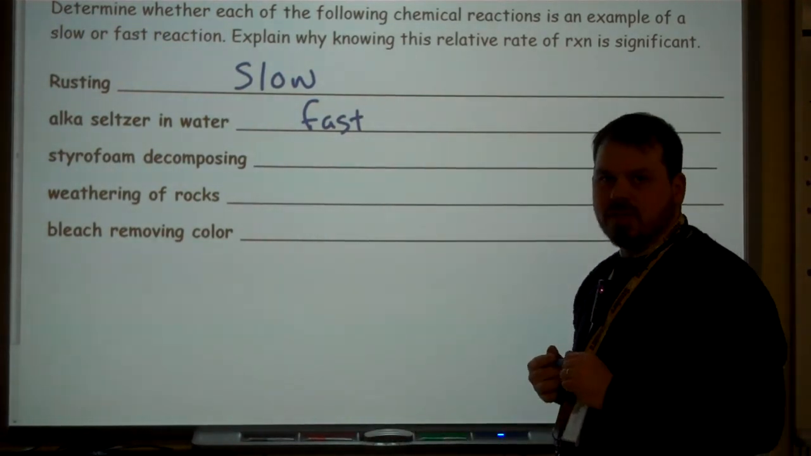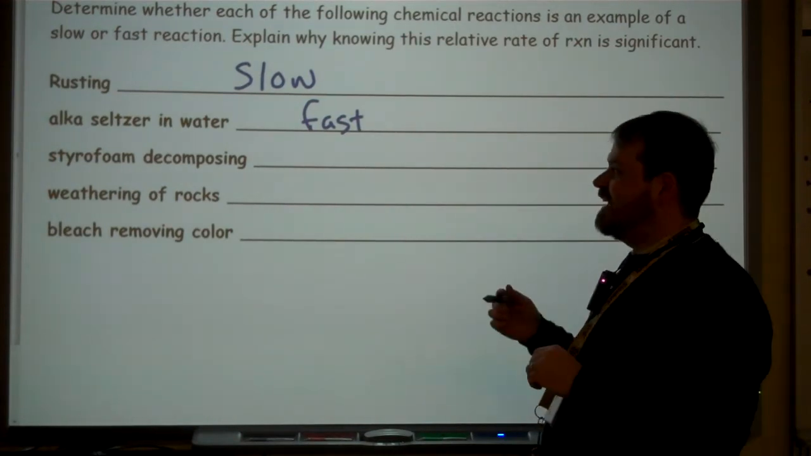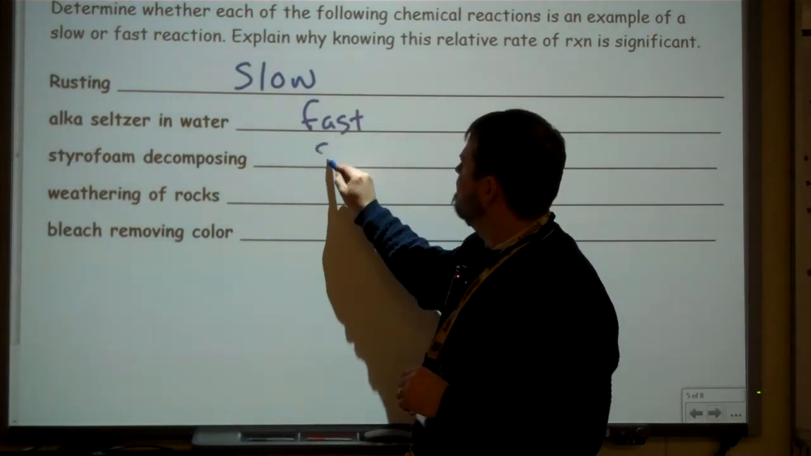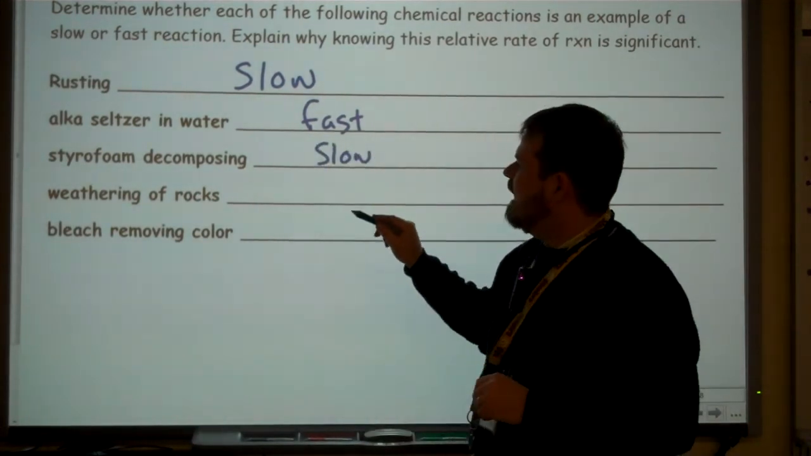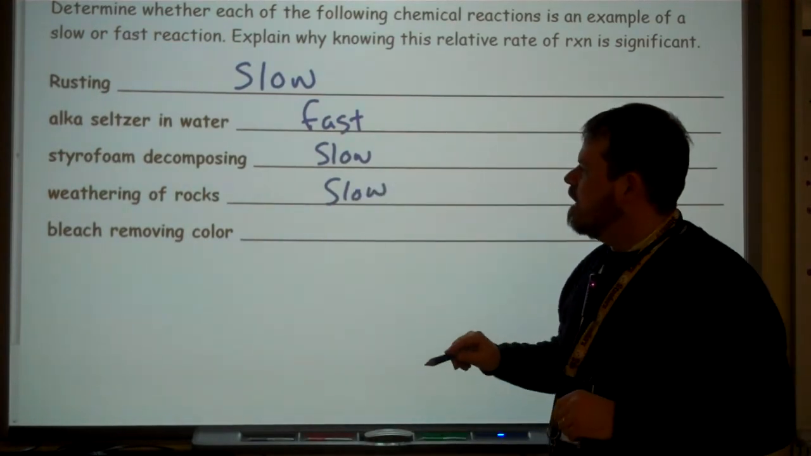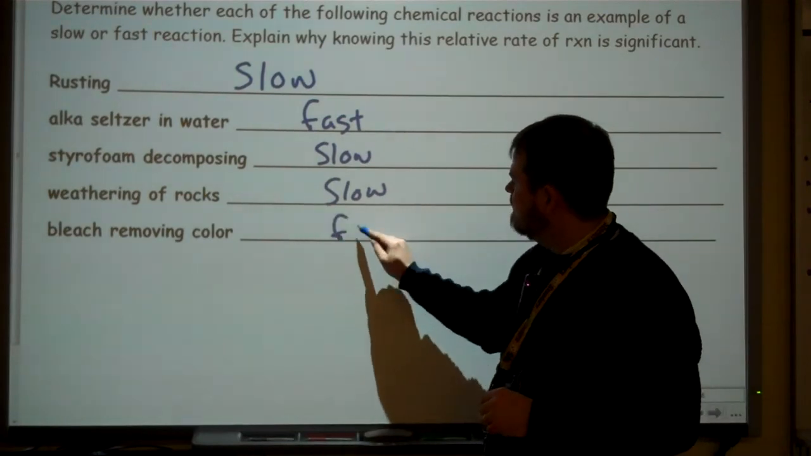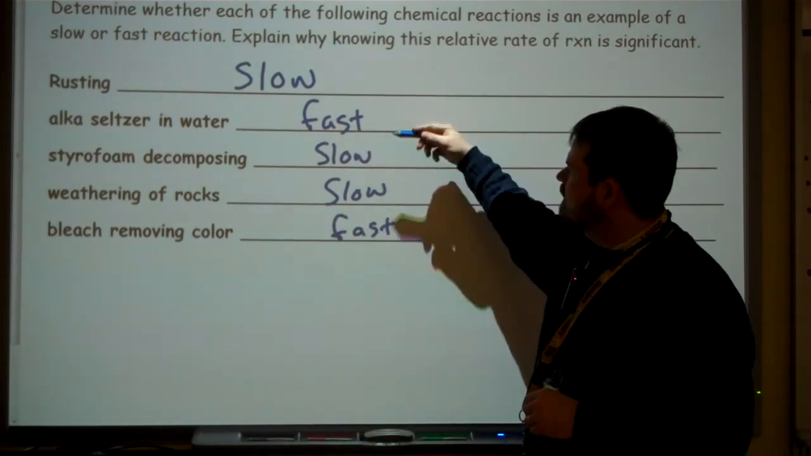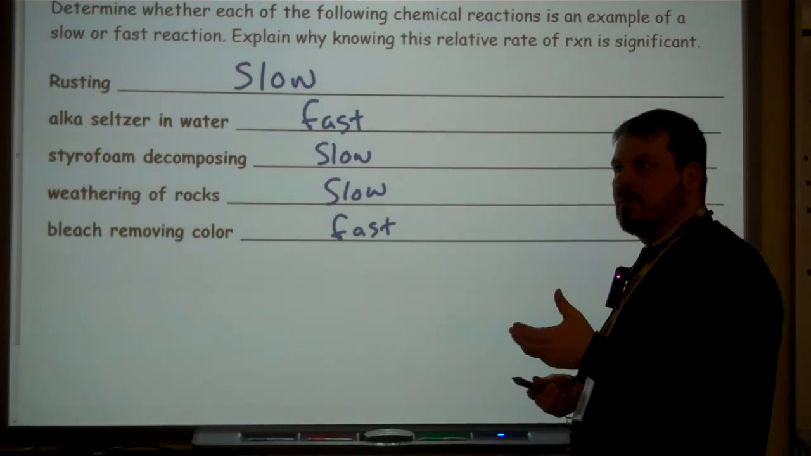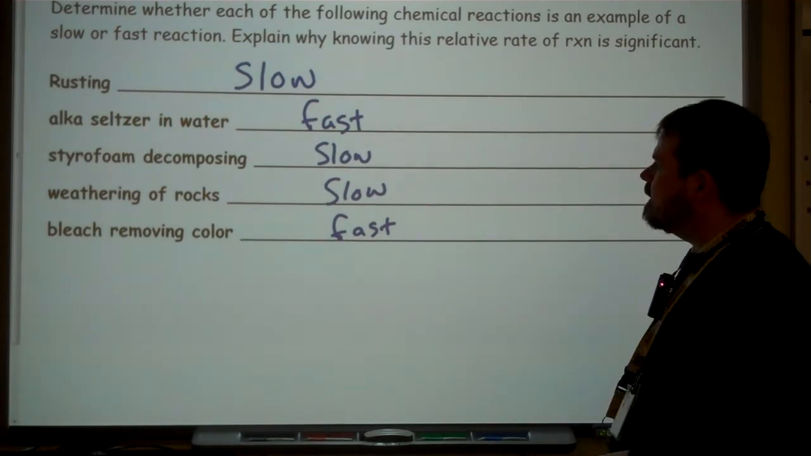Styrofoam decomposing. Us environmentalists know that they don't decompose. They last for much longer than a human lifetime. So that is another very slow reaction. Back from earth science, weathering of rocks, very slow. Bleach removing color. I'm going to say that that's fast because in relation to rocks corroding, how long does it take for the washing machines like to go when we're washing clothes? Pretty quick.